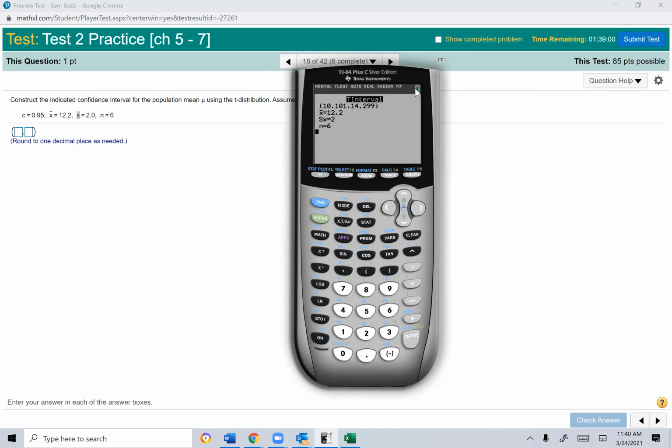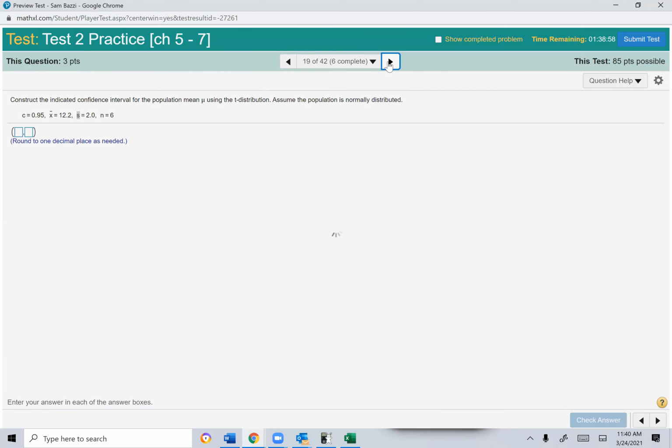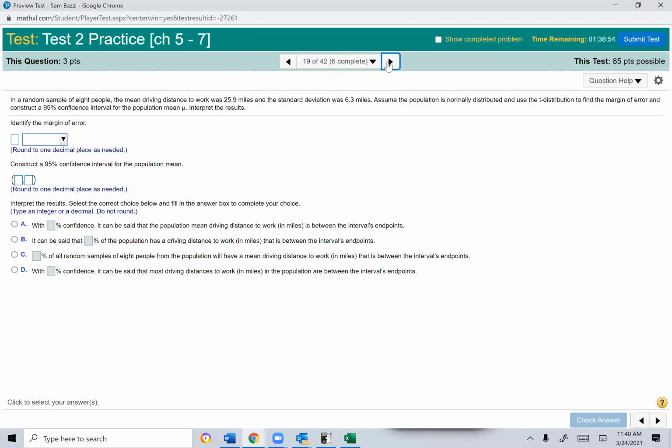Let's move on to the next question. In a random sample of 8 people, the mean driving distance to work was 25.9 miles, and the standard deviation was 6.3. He didn't say population standard deviation, so that's S, guys. Unless you see the words population standard deviation, you assume it is S, not sigma. Assume that the population is normally distributed and use the T distribution to find the margin of error and construct a 95% confidence interval. He gave you the hint, guys. He says use the T distribution. So it's just a T interval.